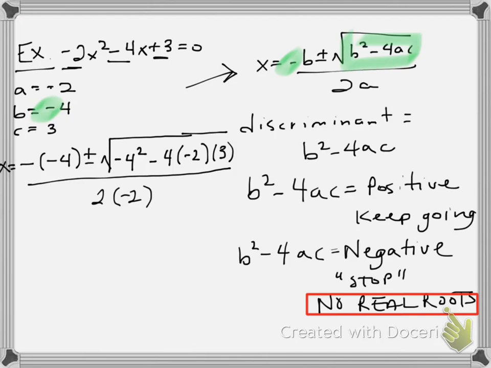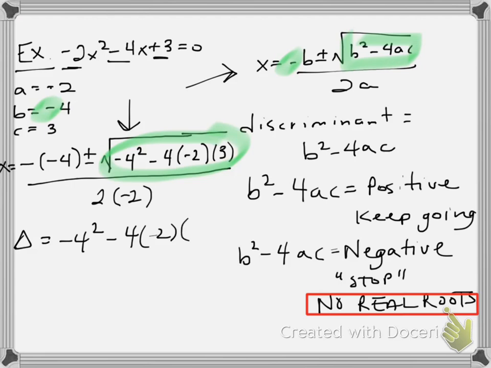Now, I just told you one of the things that we do first is look at the discriminant. Normally, I wouldn't even go into doing all of this before I went to the discriminant. So next thing I'm going to do is work out this part first right here. I'm going to find out what the discriminant equals. Now, in Brazil, they call the discriminant delta. So they just say delta equals negative 4 squared minus 4 times negative 2 times 3.